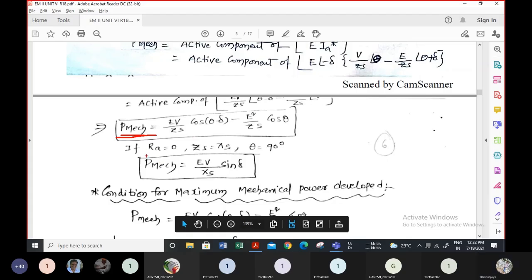And similarly, if I assume that RA is equal to 0 or RA value is very minimum, then ZS equals XS, then theta equals 90 degrees. Substitute theta equal to 90, and we again get the same formula: mechanical power is EV by XS into sine delta.